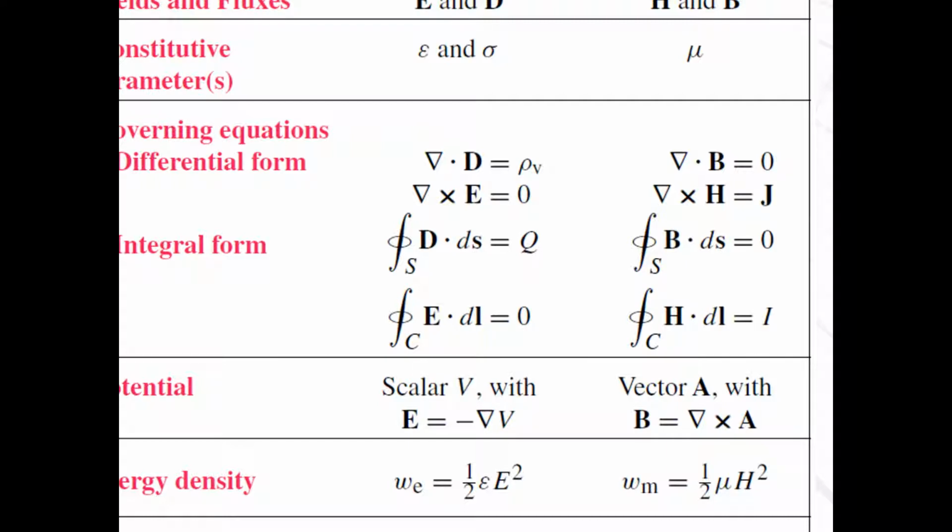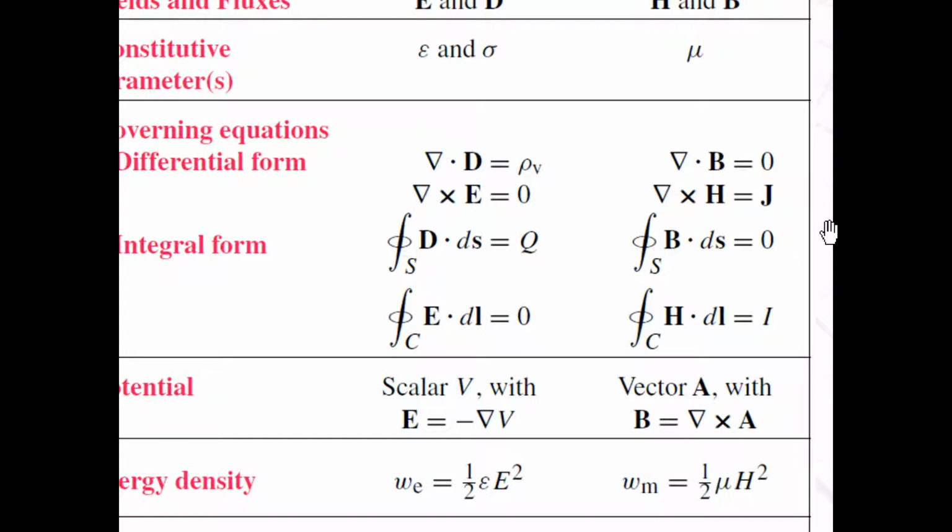If del dot B is equal to 0, we can apply the divergence theorem and get this form. The integral over a closed surface of B dot dS is always equal to 0. The second rule: if you have del cross H is equal to J, you can put this in integral form as well, applying Stokes' theorem, and you get the closed line integral of H dot dl is equal to I.